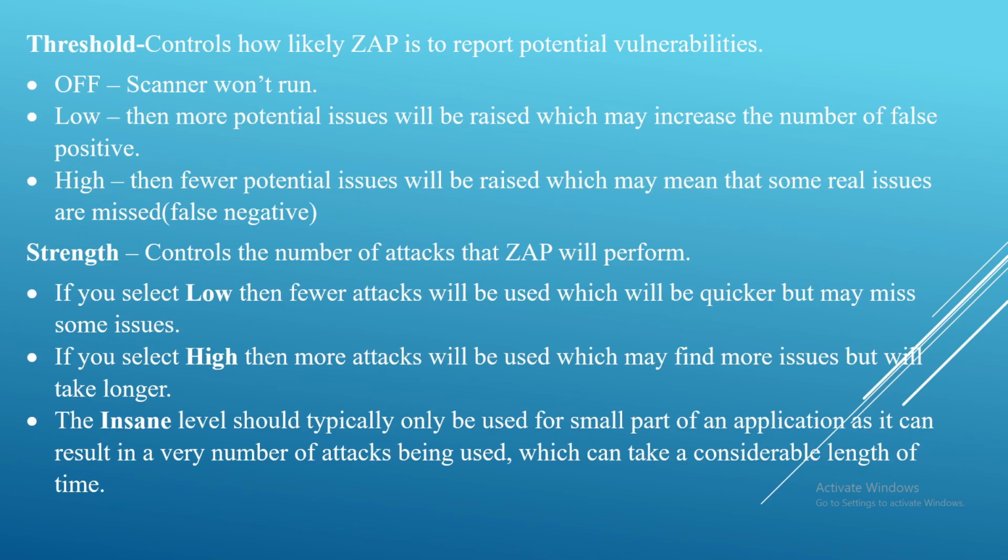Then coming to strength, the strength controls the number of attacks that ZAP will perform. Here also it can be set to three values: low, high, or insane. If the strength is set to low, then fewer attacks will be used, which will be quicker but may miss some issues. Low means fewer attacks will be performed. That means very few attacks will be performed if we set the strength to low.